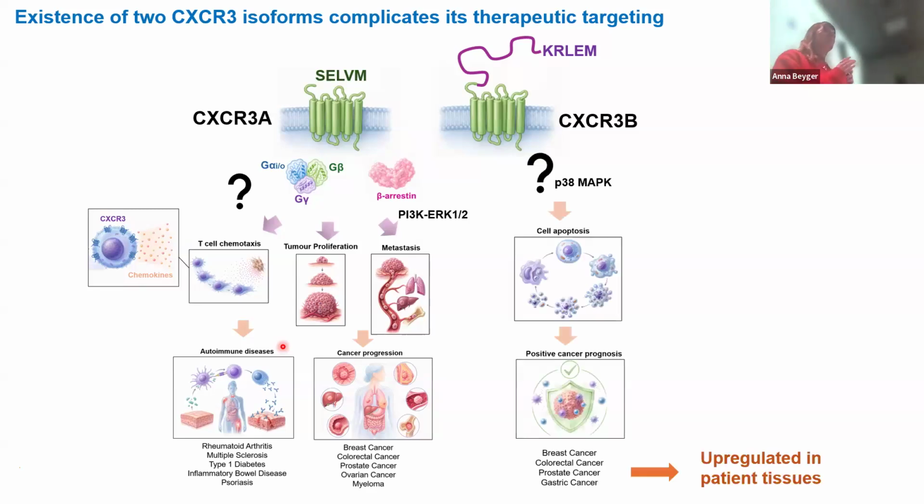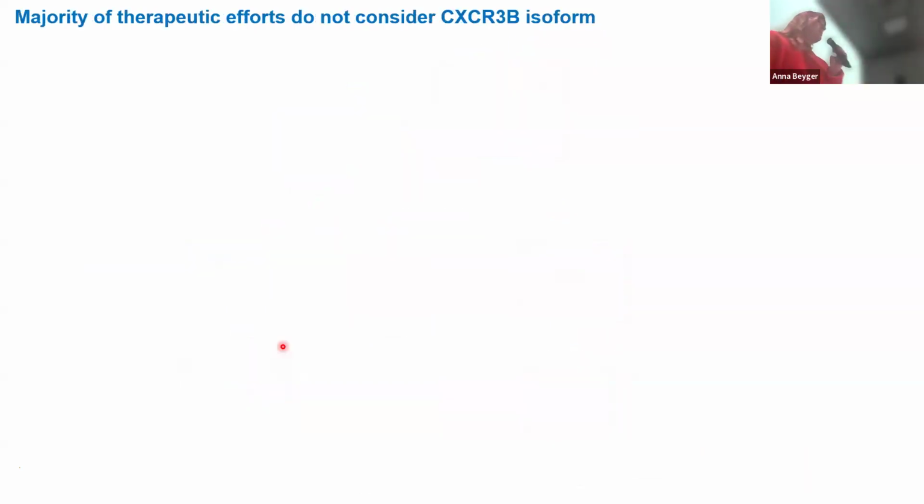CXCR3B is not so well characterized. We don't really know how it signals, although it's been reported to trigger the P38 MAPK pathway down the line, which is associated with cell apoptosis. That's obviously quite good because it means cancer cells can die. And therefore, it's been correlated with positive prognosis of cancers that CXCR3A is involved in. But the majority of therapeutic efforts don't really consider the CXCR3B isoform.